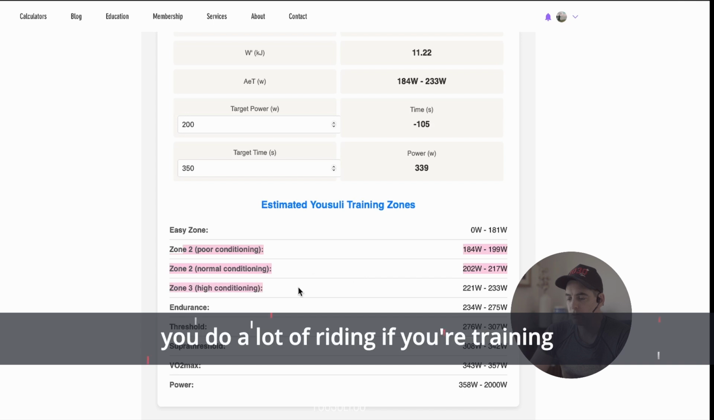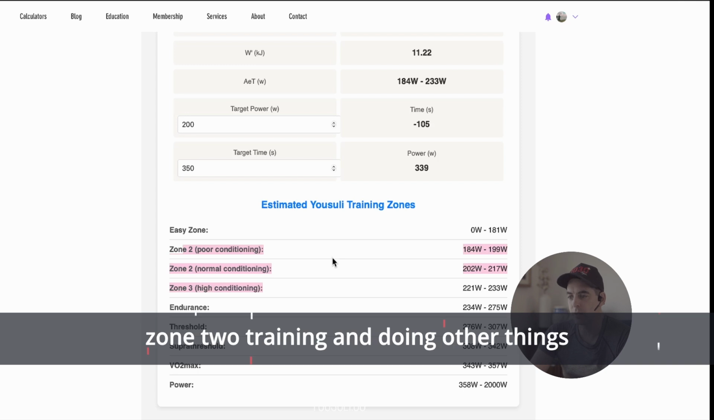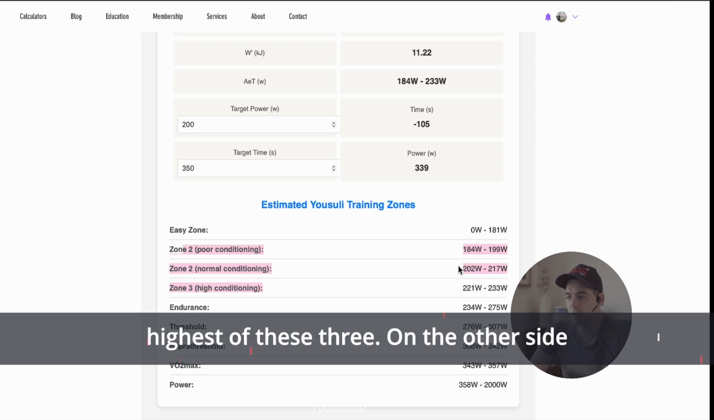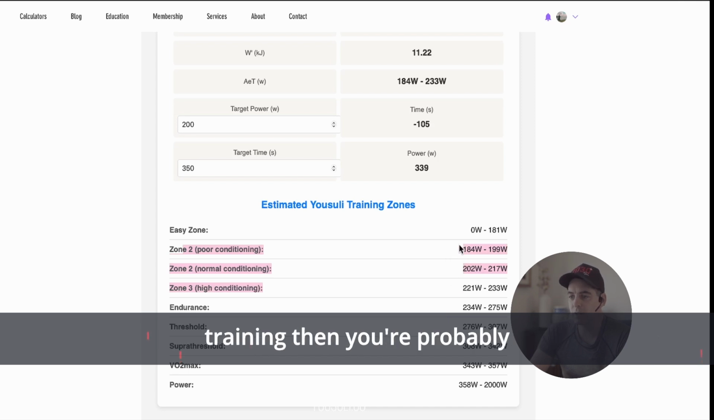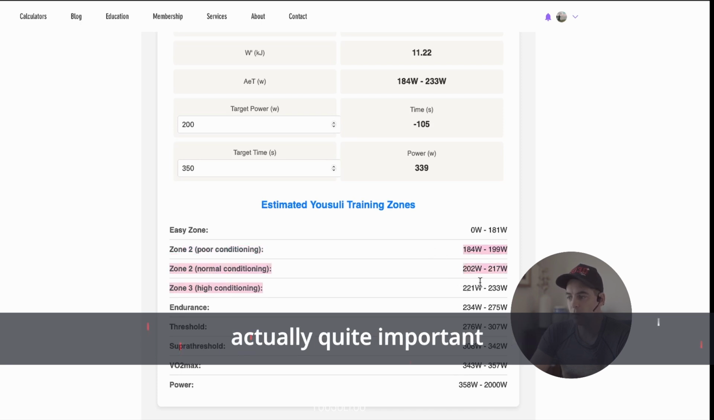So if you do a lot of riding, if you're spending, let's say, 10 hours per week just on zone 2 training and doing other things, then you're going to creep up quite quickly into the highest of these 3. On the other side, if you never do any easy training, then you're probably going to stay on the lowest part. So this is a big difference, and this is actually quite important. That's why people do recommend doing some easy work.